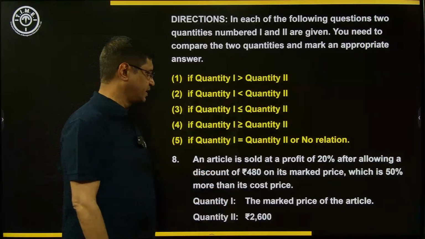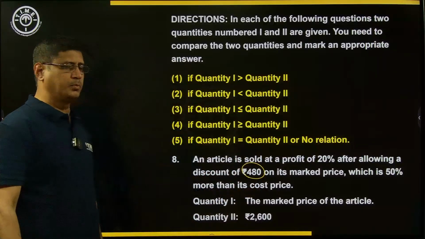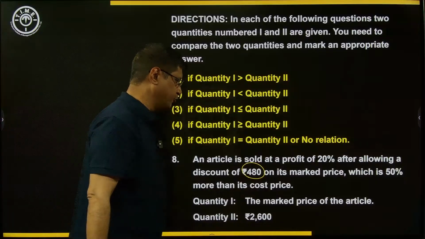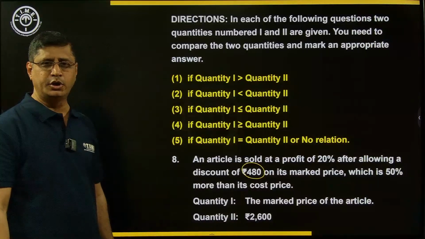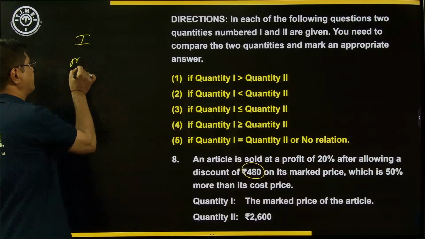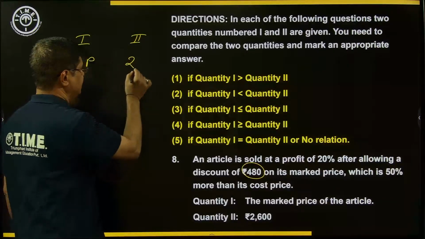Next. An article is sold at a profit of 20% after allowing a discount of rupees 480 on its market price, which is 50% more than its cost price. Quantity 1, market price of the article. Quantity 2, that is 2600.